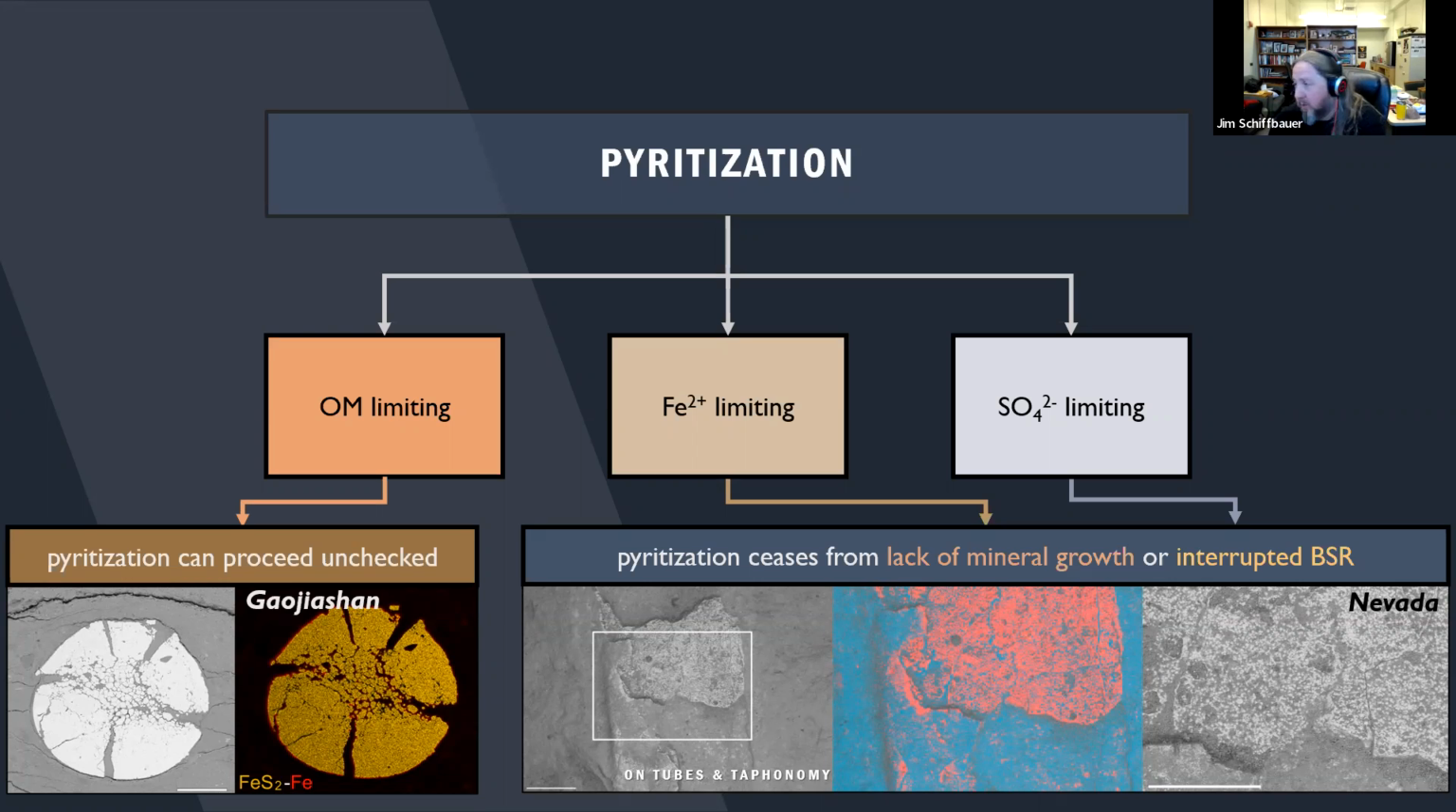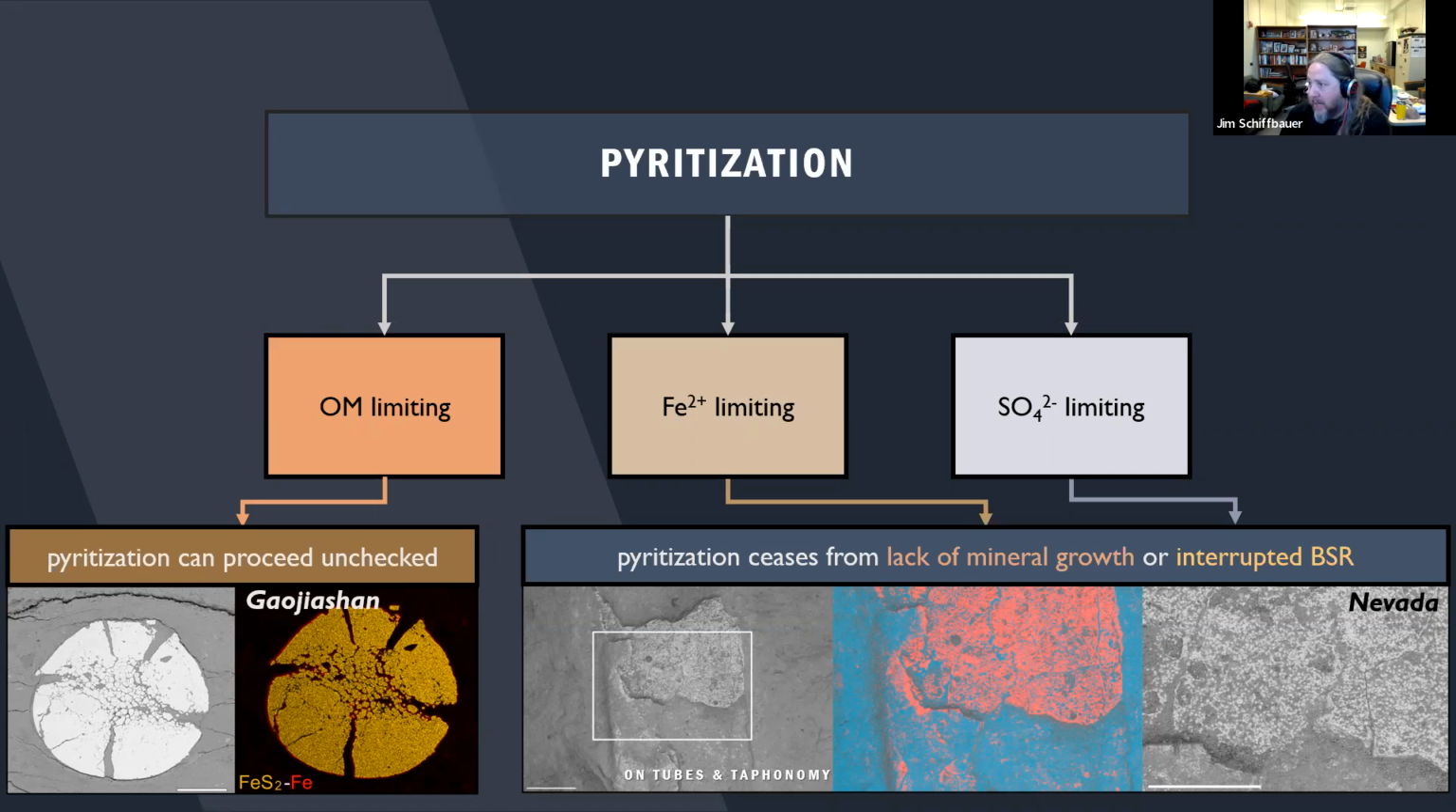If you take a look at the Gaojiashan materials as an alternative, most of them, like this cross-section that you see in the bottom left, are completely pervasively infilled with pyrite. So there's not really a chance to preserve any of those soft tissues. If they were preserved, they would have been overprinted by the process of continued pyrite growth.